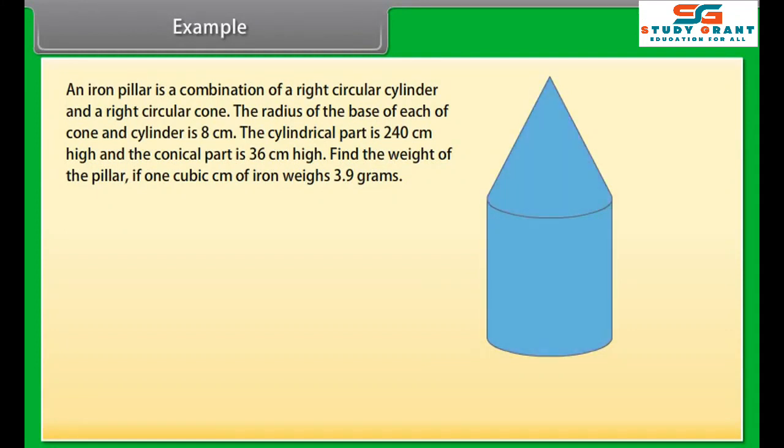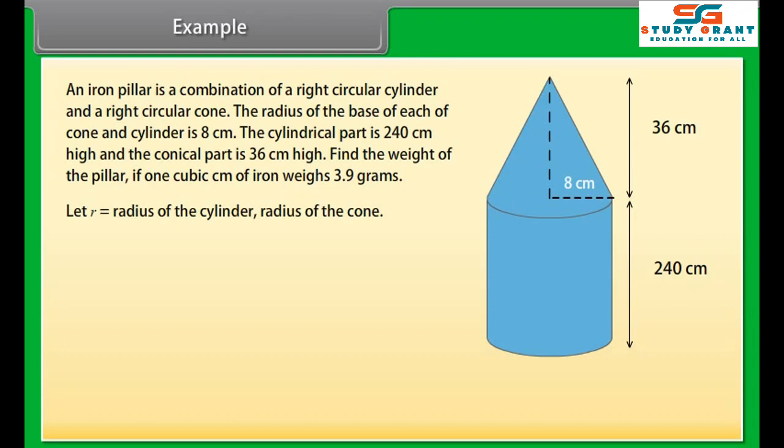Look at this ice cream cone. It is a combination of a cone and a hemisphere. To find its volume, we will find the volume of the cone and the hemisphere and add them. Or we can write it as: volume of an ice cream cone is equal to volume of cone plus volume of hemisphere. Let's solve an example to understand more about this.